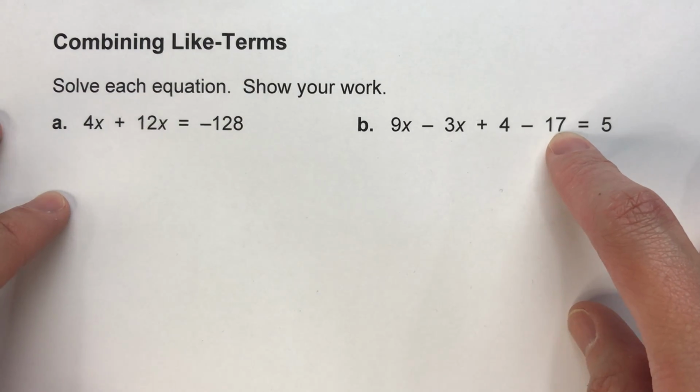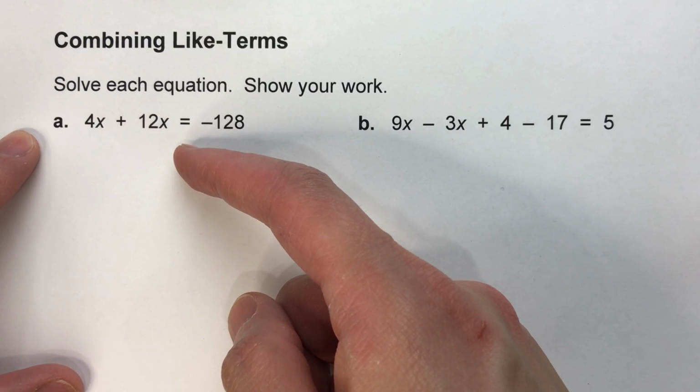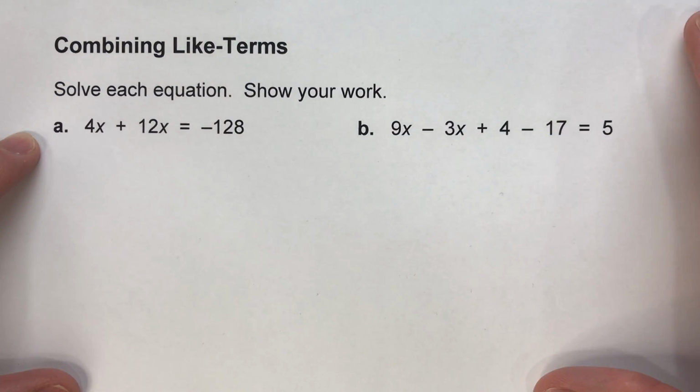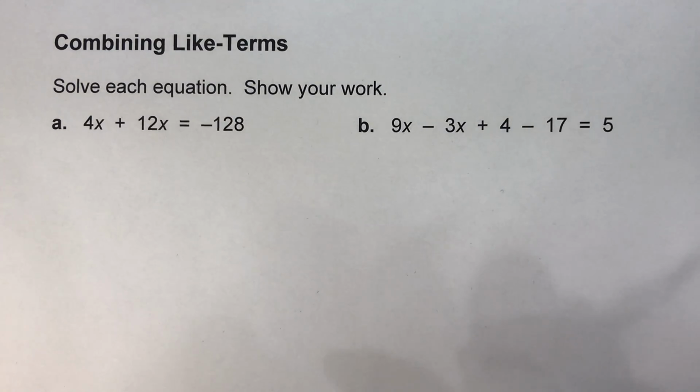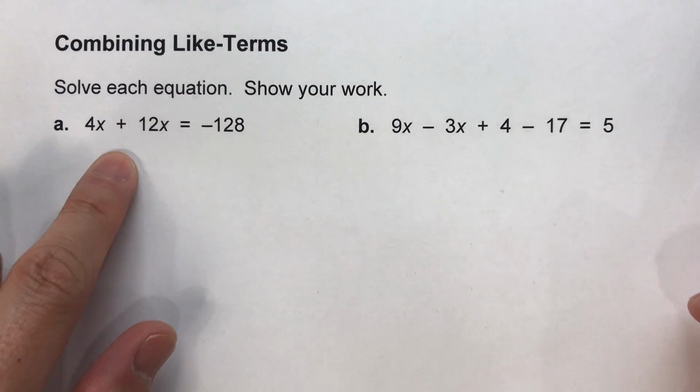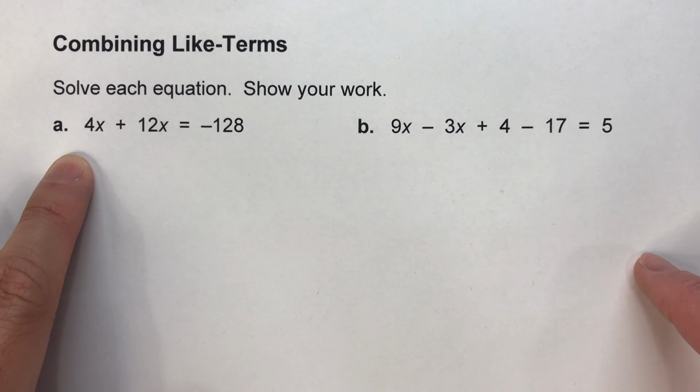So the way we combine like terms is if they are on the same side of the equal sign, we can combine them together before we start solving the equation, all right? The best way to understand this is to see a couple examples. So I got an easier one and then a little harder one here.